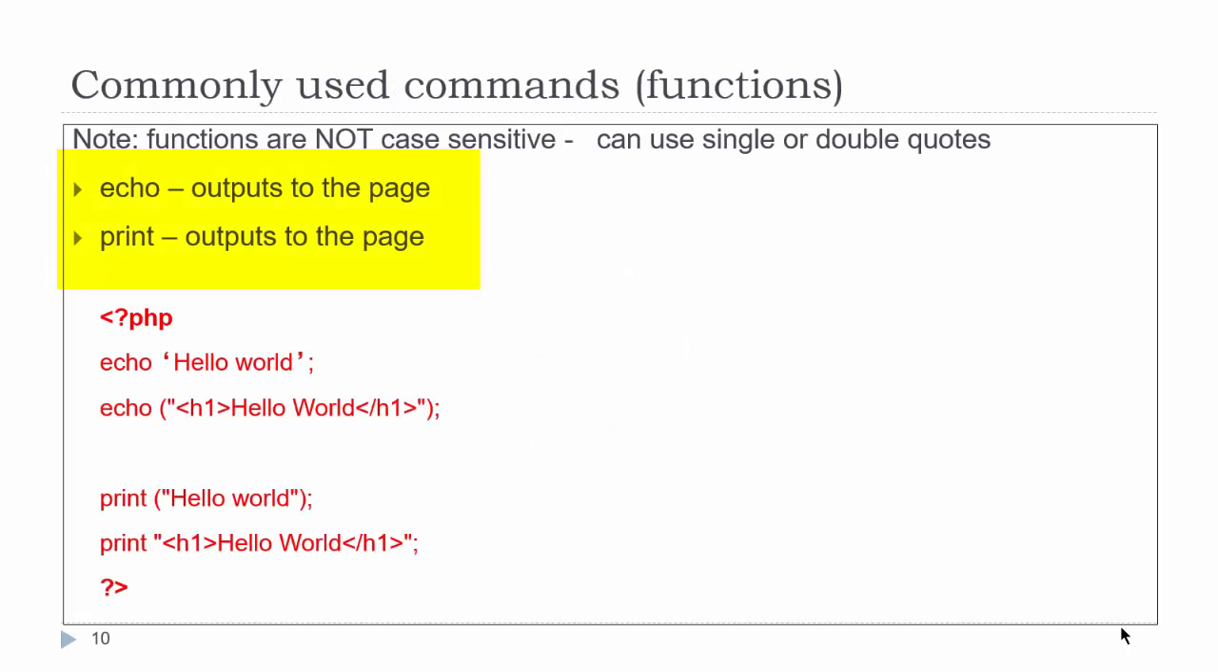Echo and print are commonly used commands. Essentially, they do the same thing. They output to the page. These functions are not case sensitive. However, the PHP language is with respect to variables. The echo and print functions can take parameters that are enclosed in parentheses, although it is not required. You can use single or double quotes if you are using literal expressions.